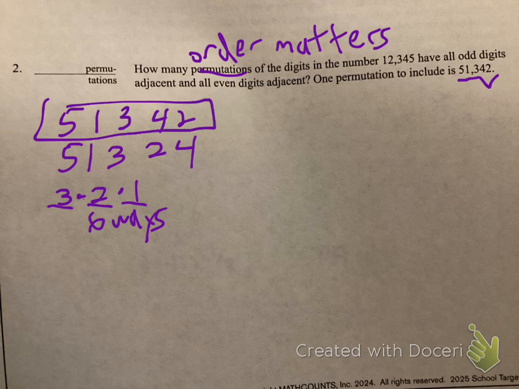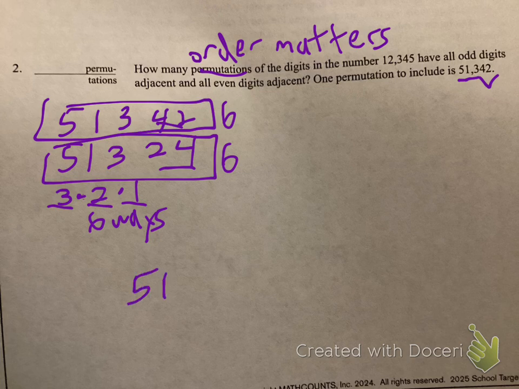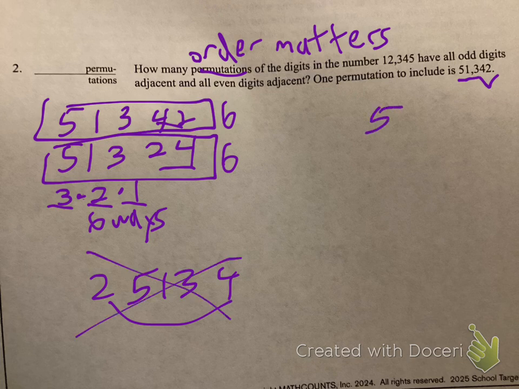And then 6 ways I could have this combination with the 24 at the end. So there's 6 and 6. I'm already up to 12. Now if I take this 5, 1, 3 and put it in the middle, then I have a 2 and a 4. These are not adjacent, the even numbers, so that won't work. So the 5, 1, 3 has to be on the other side.